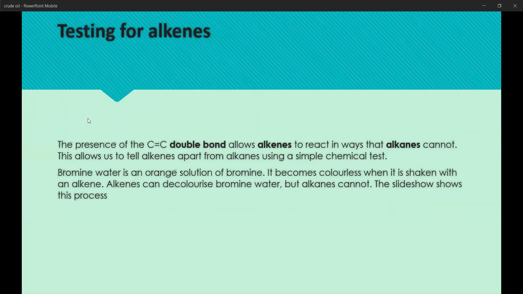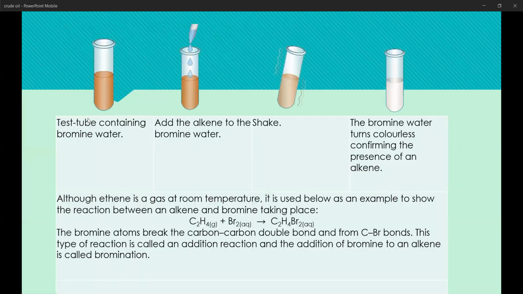How do we test the difference between the alkenes and alkanes? Well, the presence of the C=C double bond allows the alkenes to react in ways that alkanes cannot. This allows us to tell alkenes apart from alkanes using a simple chemical test. Bromine water is an orange solution of bromine. It becomes colorless when it is shaken with the alkene. Alkenes can discolor the bromine water, but alkanes cannot. The next slide will show you the process.